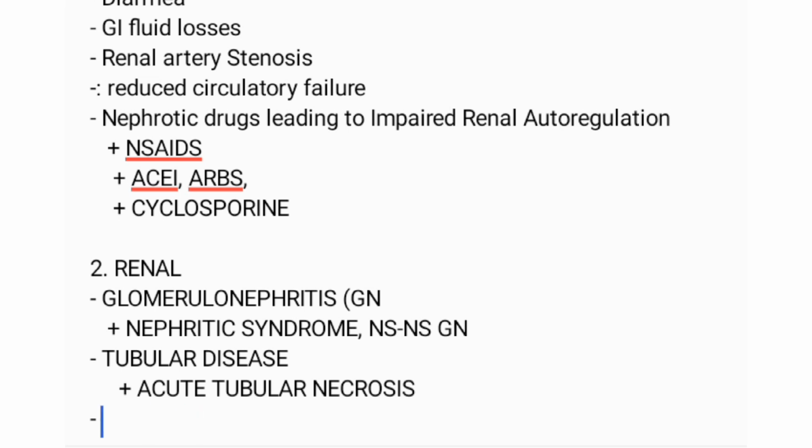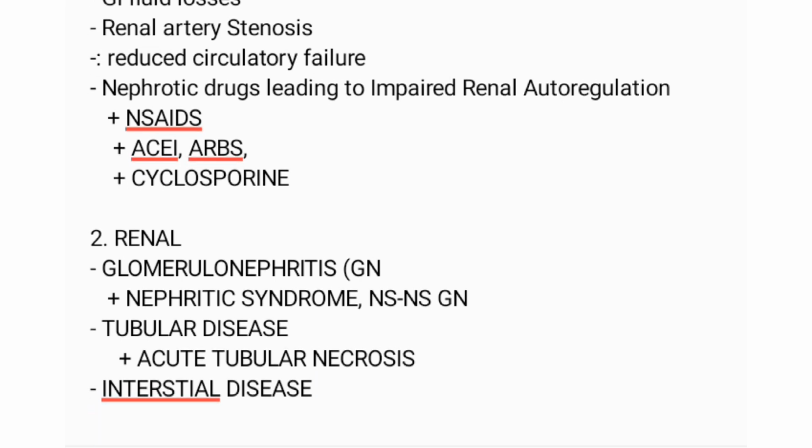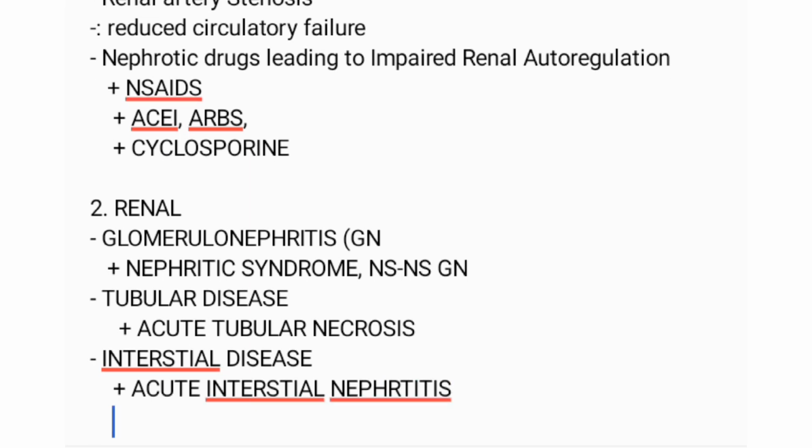Then the other condition we can have is the interstitial diseases, such as acute interstitial nephritis. Acute interstitial nephritis can come in due to maybe ischemia, infection, nephrotoxins, or connective tissue diseases. Those are some of the things that can cause acute interstitial nephritis.